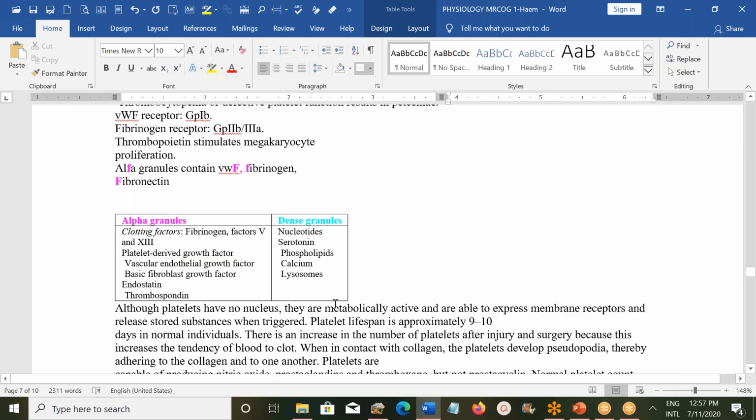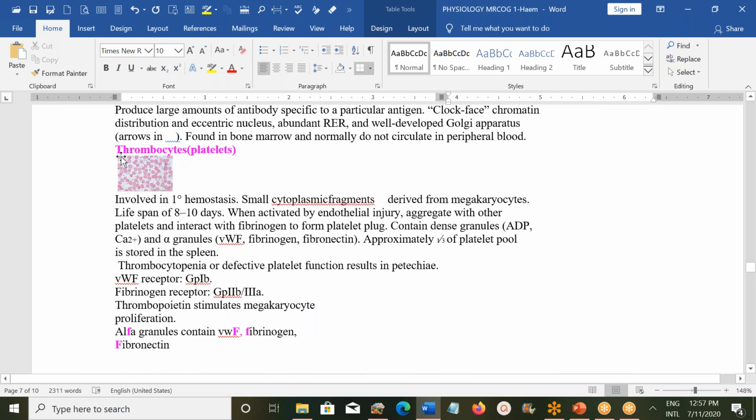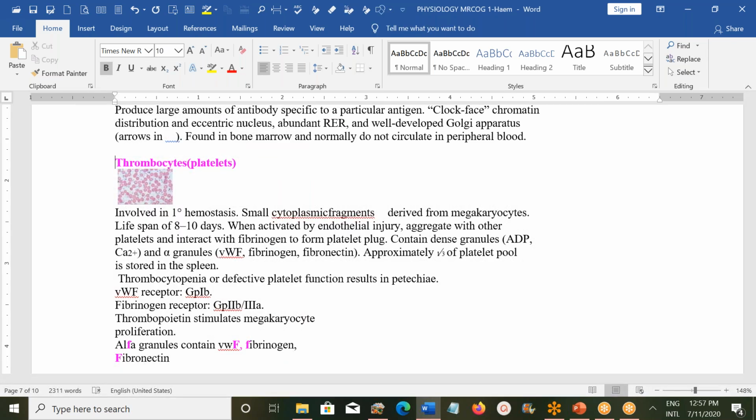That is the point. We know that the platelets don't have a nucleus. These are the platelets, okay? So they will have a pale center. Their importance is that they are involved in primary hemostasis, and they are small cytoplasmic fragments derived from the megakaryocyte. Their lifespan is 8 to 10 days, and when they are activated by endothelial injury, they will aggregate with other platelets and interact with fibrinogen to form the platelet plug.